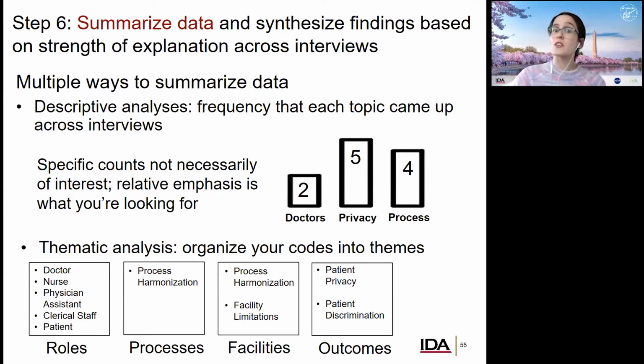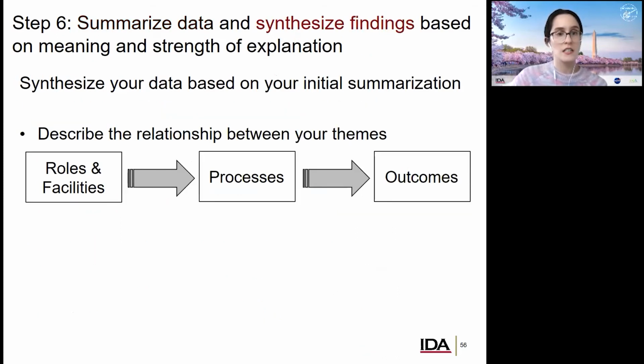And so there are a number of ways one could summarize and synthesize data. One is frequency-based, but another option might be summarizing data through what's called a thematic analysis. And this is organizing codes into themes. So for example, we might code our data in individual labels of different roles, but then group these under a single large roles theme or umbrella term, or group related concepts like patient privacy and patient discrimination. Patient privacy and patient discrimination might be under a common theme of outcomes, for example. So there are multiple ways that one could analyze their codes. Next slide.